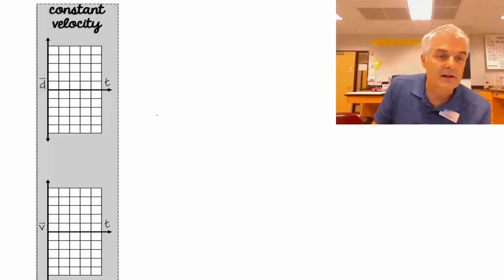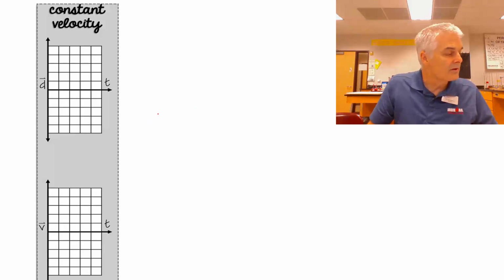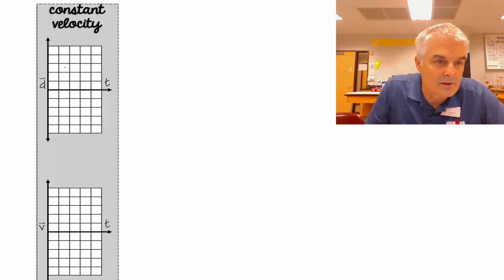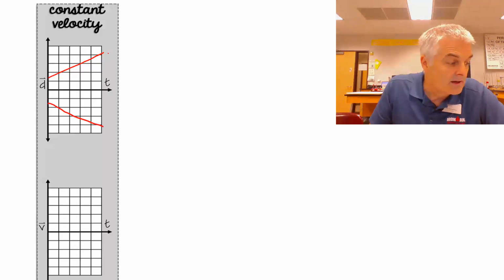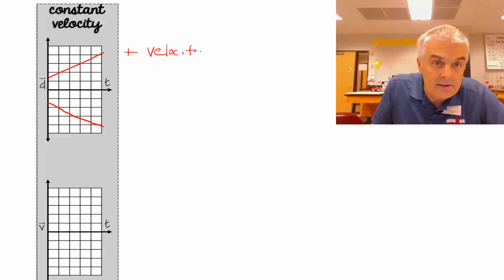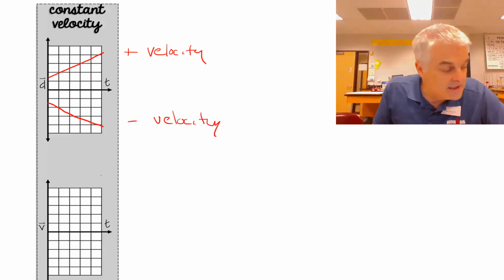Let's talk about constant velocity. This is an interesting one. Constant velocity, if you recall from a distance time graph, is going to be a straight line either up or a straight line down. What's going on here, this is moving in the positive direction, right? Positive velocity. And this is negative velocity. This is a review, right? But what does it look like on a VT graph?